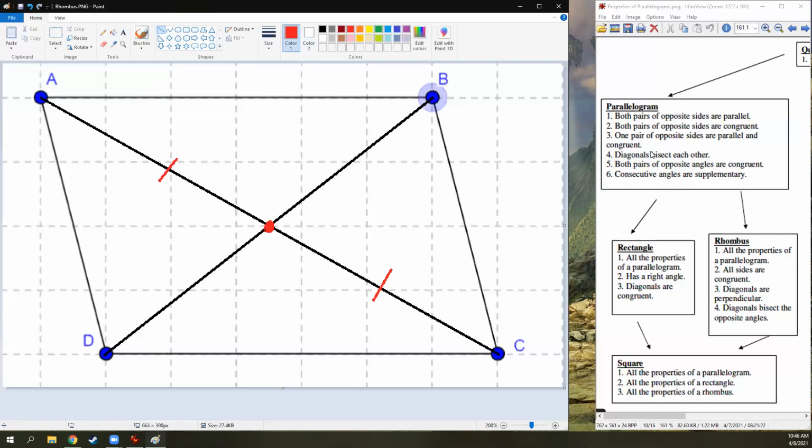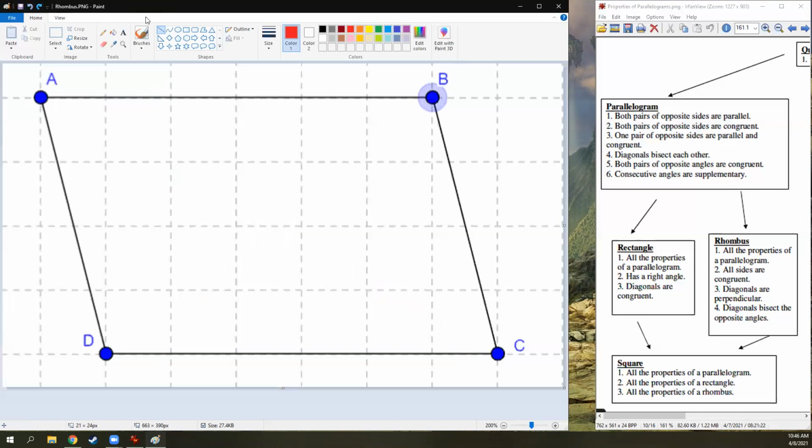Now, diagonals bisect each other. That doesn't mean they're equal. They just cut each other in half. So this will equal this, but not necessarily half of AC. So from A to midpoint, midpoint to C, cut in half, they're equal. B to midpoint, midpoint to D, cut in half and equal. All right. And then get rid of those.